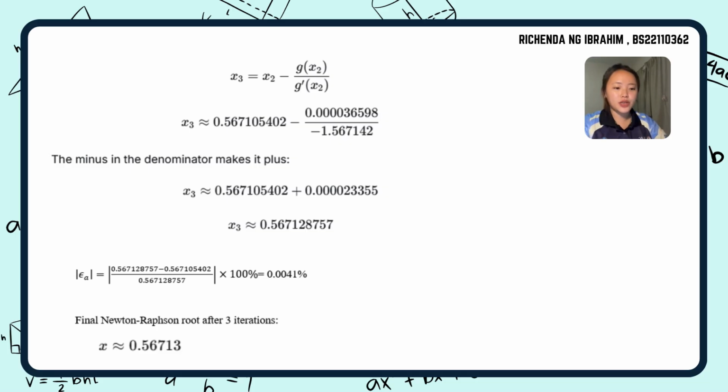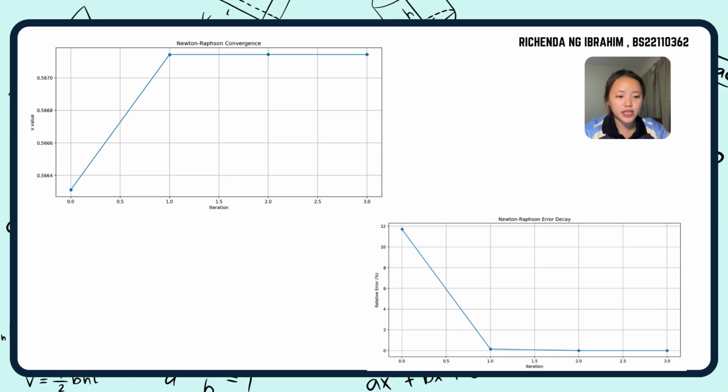After only 3 iterations, the solution converges to 0.56713. The minus in the denominator makes it a plus, showing that we are close enough to the answer. The convergence plot shows that the solution stabilizes very quickly. This happened because Newton-Raphson has quadratic convergence, meaning the error decreases very fast. This method is appropriate because the equation is differentiable and the derivative is non-zero near the root.